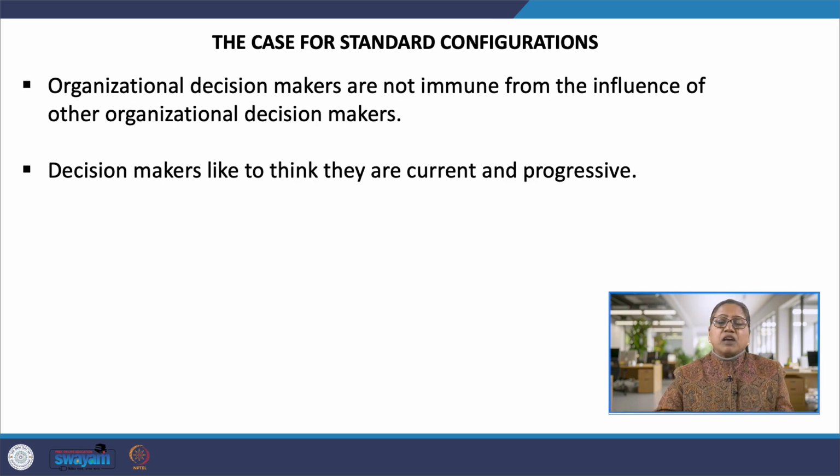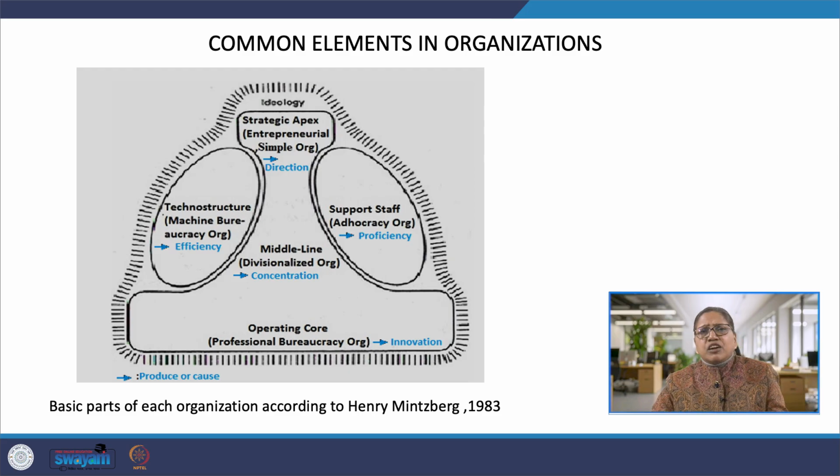Organizational decision makers are not immune from the influence of other organizations or decision makers. Just as what we wear, what we eat, and what we drive are influenced by peers, the media, and other sources, similarly, decision makers are also likely to think about what is current and progressive. If the current trend favors adaptive, decentralized organizational structures, there will always be pressure on organizations to be more contemporary. So, let us first understand what the common elements in organizations are.